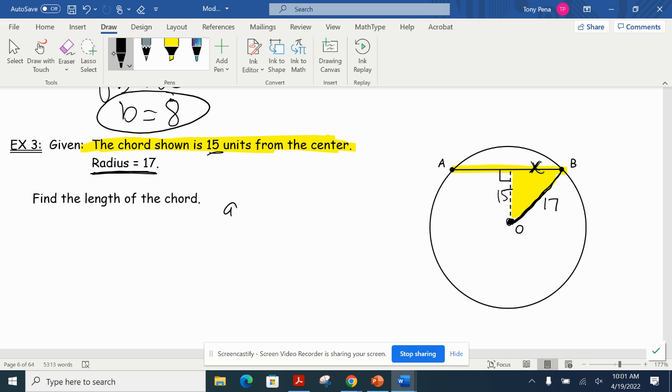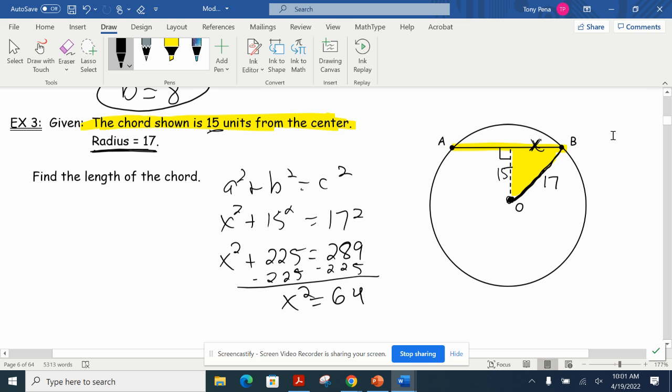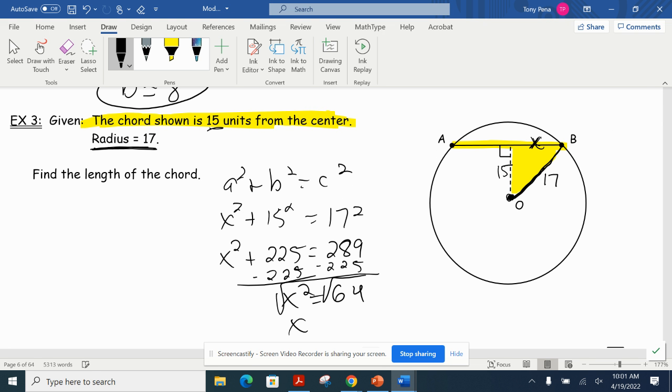So I'm going to do a squared plus b squared equals c squared. So I have x squared. The c has to be that 17. And then 15 squared is either the a or the b. All right. So as I was walking around, most of us had that part of it. So we square each of those, subtract that 225 over, so that we get x squared is equal to 64. And when we now solve that with square roots, you get x to be an 8.